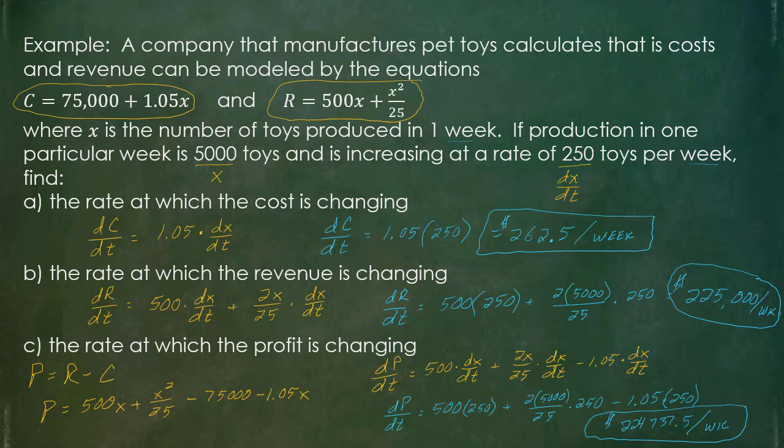But as you can see, since I had already found the rates for the revenue and the cost, I actually could have taken this value here at 225,000 and just subtracted the 262.5, and that could have gotten me that value a little bit faster. But I just wanted to show you how the calculus part of this works. We just set up the expression and find what the derivative with respect to t is, and then plug in the values. Notice we still get the same value when it's all said and done.